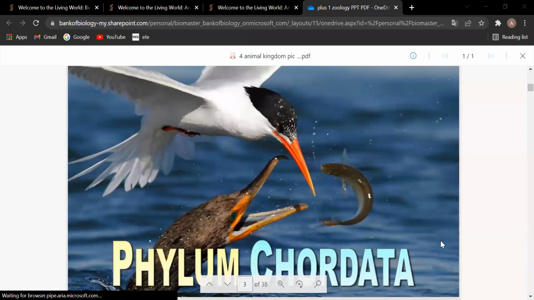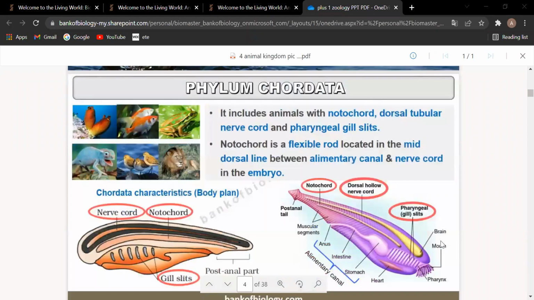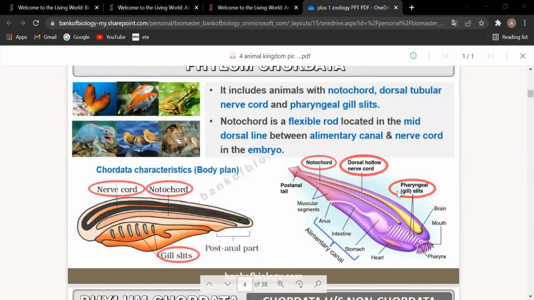Phylum chordata includes animals with a notochord, and these animals should have a dorsal tubular nerve cord, and they are also going to have a pair of pharyngeal gill slits. Notochord is a flexible rod located in the mid-dorsal line between the alimentary canal and nerve cord in the embryo. See, you can see this very well here. This is your pharyngeal gill slits. This is the pharynx and these are its gill slits.